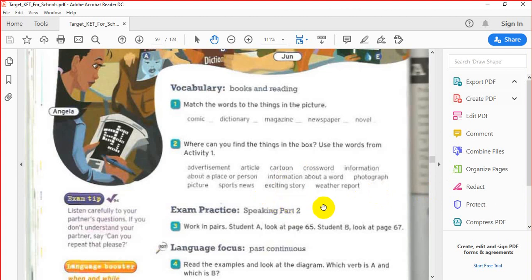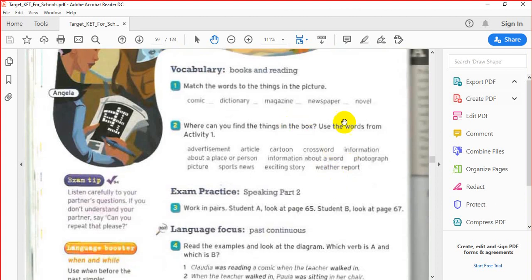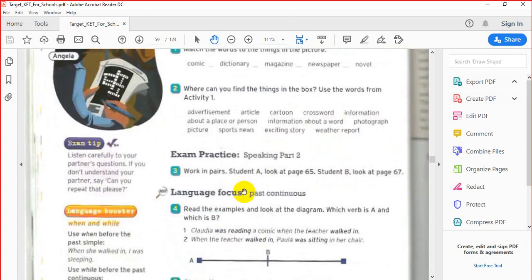What about the weather report? Weather report, I think, is in newspaper. Very good. It's very obvious. Weather report, we can find it in a newspaper. Can we find it in a comic? No. Dictionary? No. Novel? No. Magazine? No. Only in a newspaper or on a TV broadcast. Next, here.